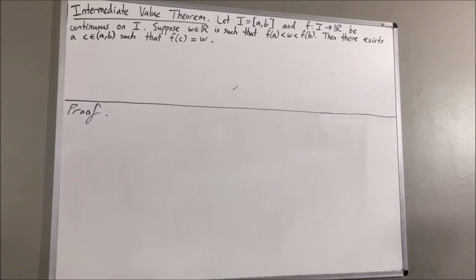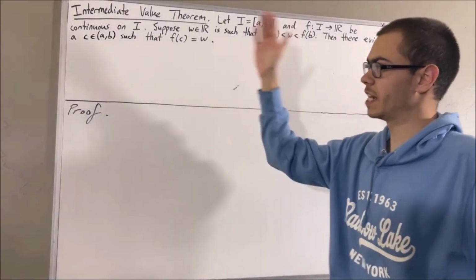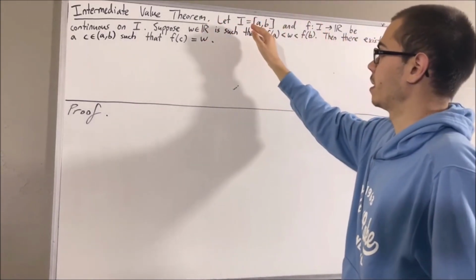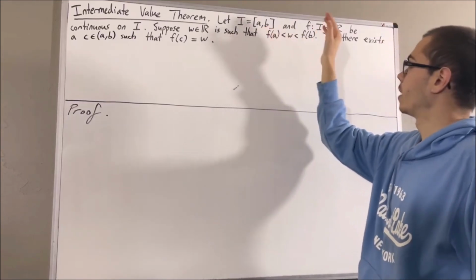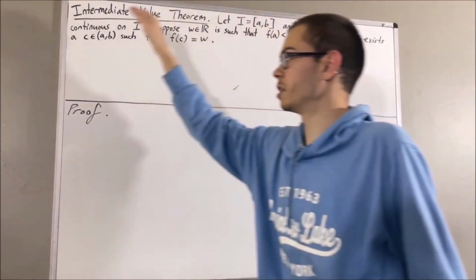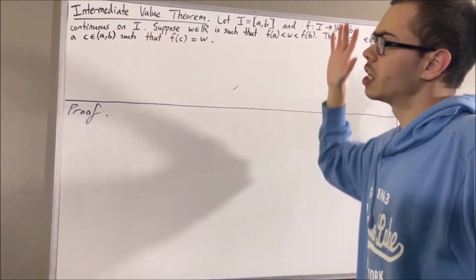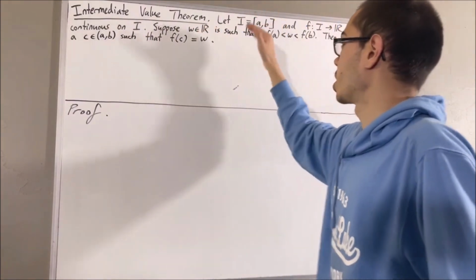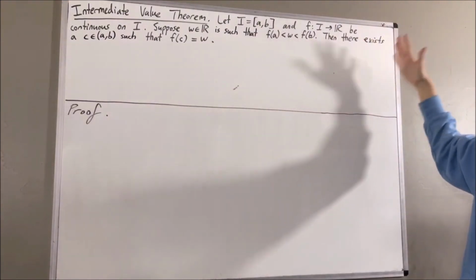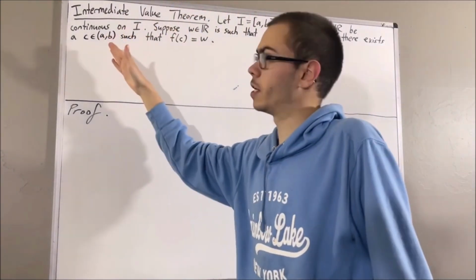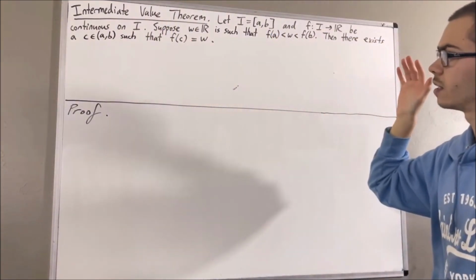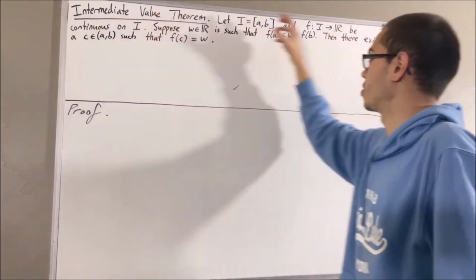Hello! In this video, we are going to prove the intermediate value theorem, which says the following. Let I be the closed interval [a, b], and let f be a function from I to the real numbers, and we'll assume f is continuous on I. Suppose w is a real number such that f(a) < w < f(b). Then there exists an element c in the open interval (a, b) such that f(c) = w. Now first, let's get an intuition for what this theorem is saying.